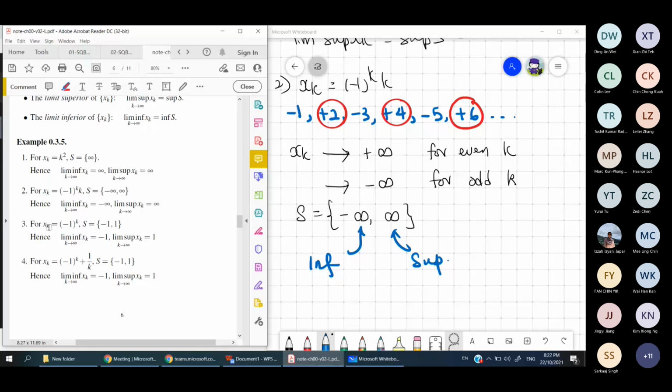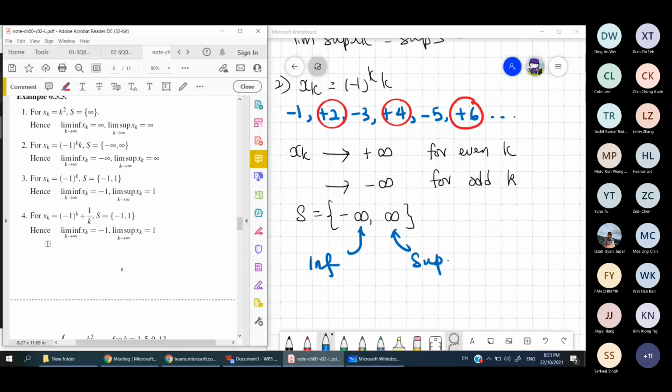Same as this. Okay, for xk is (-1)^k, so S must be -1 and 1. You can check this easily. So again, there's no choice. So -1 must be the limit infimum, and +1 will be the limit supremum. So same as these examples.